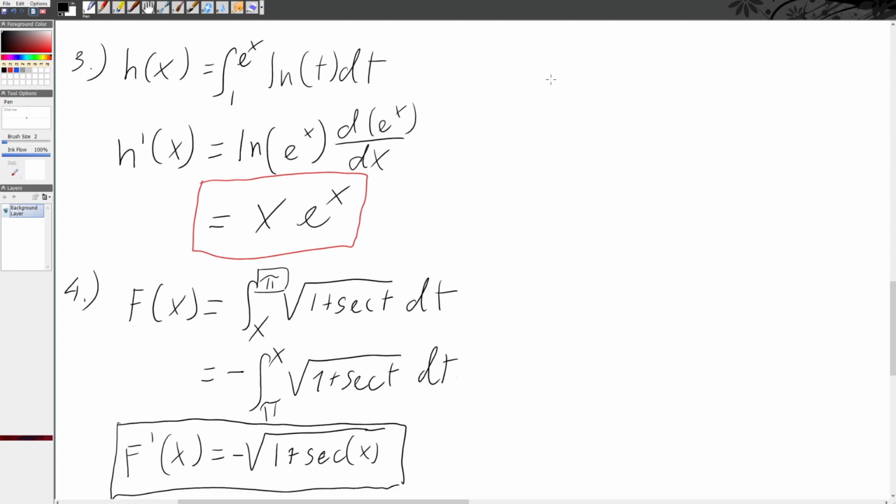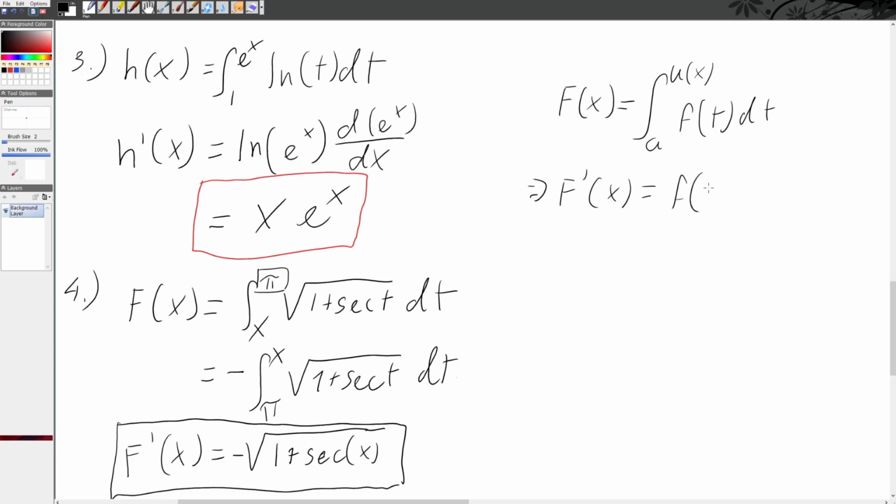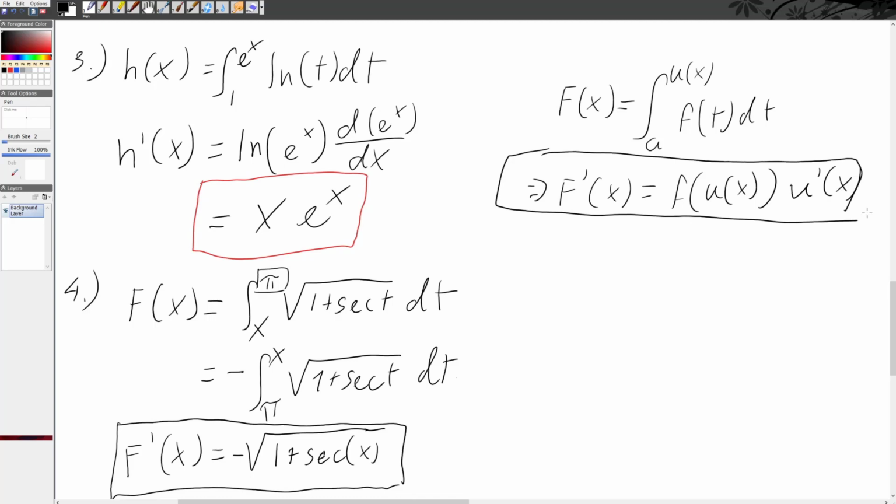Again, just note that if f of x is equal to the integral from a to some function of x, of little f of t dt, then how do you find the derivative? Well, the derivative is going to be the inner function, replaced with the upper limit of integration, and then the derivative of the upper limit of integration. And that is the fundamental theorem of calculus, part 1.